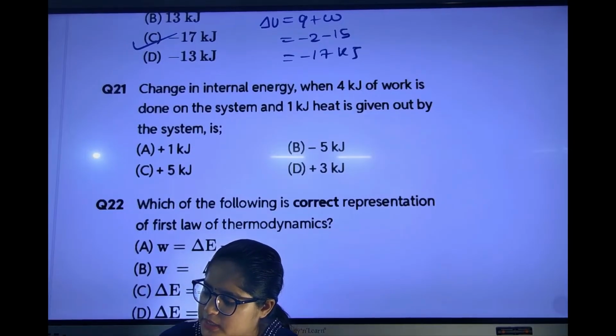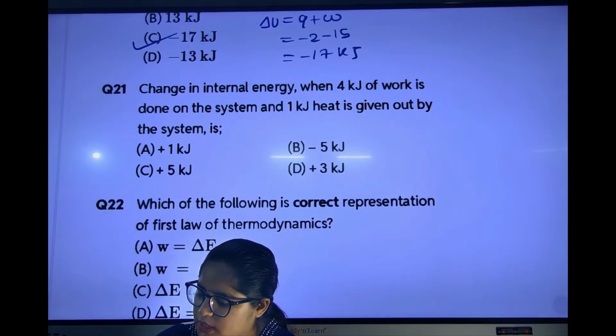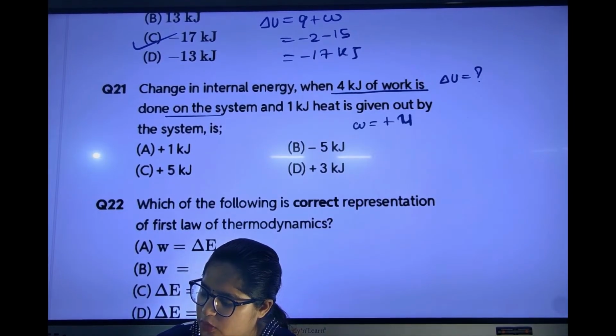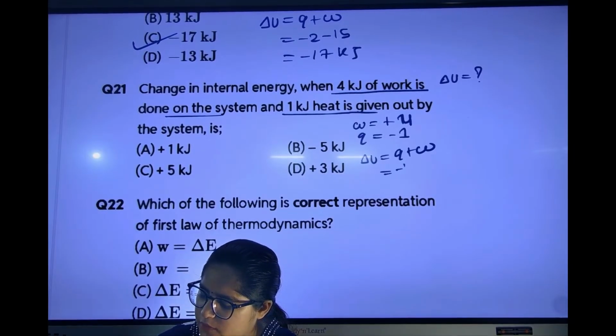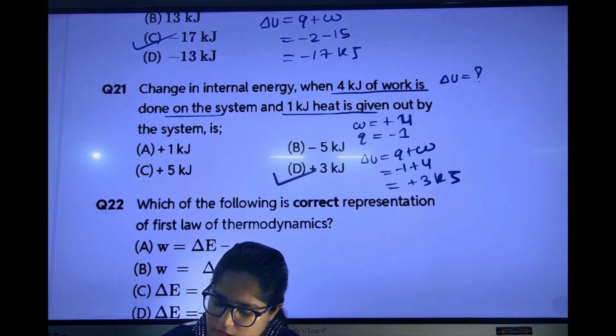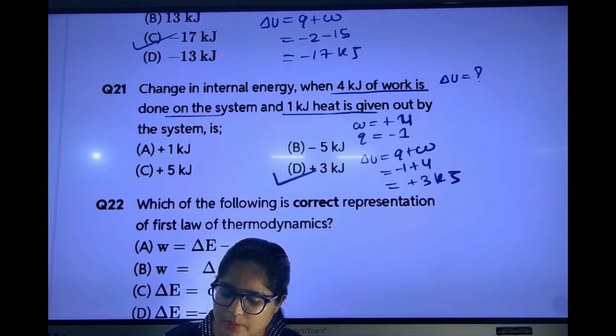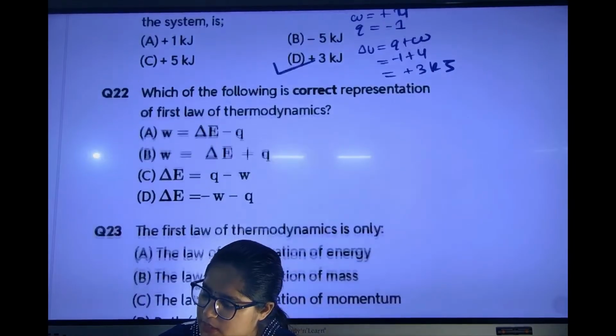Now let us solve question number 21. Change in internal energy when 4 kilojoule of work is done on the system. Work done on the system means what? Plus. How much? 4 kilojoule. And 1 kilojoule of heat is given out. Given out means released, so Q is minus 1. So delta U will be equal to Q plus W. These are all for your practice. So here we will get plus 3 kilojoule. Option number D. Very simple question. Clear?